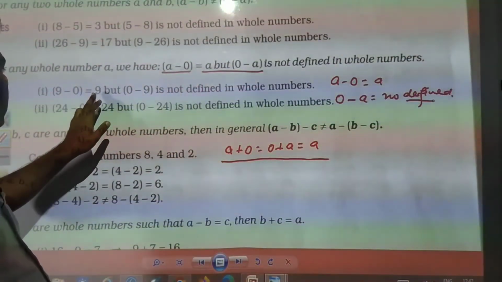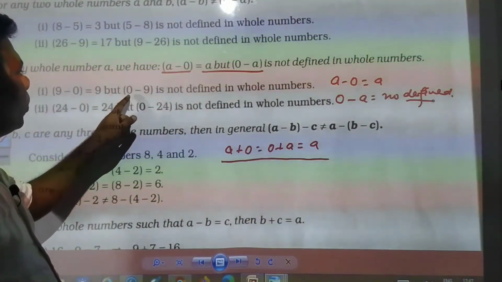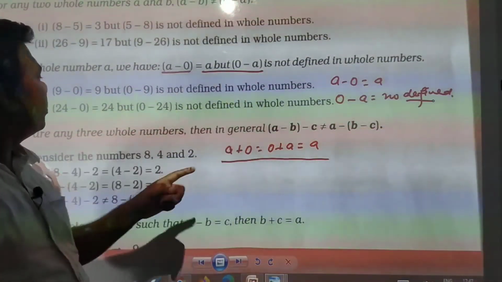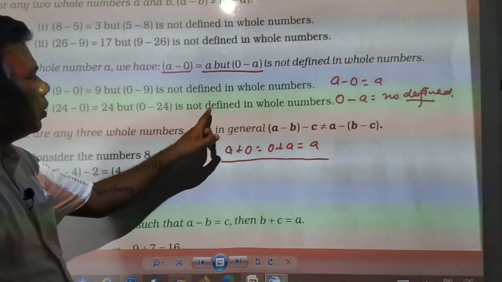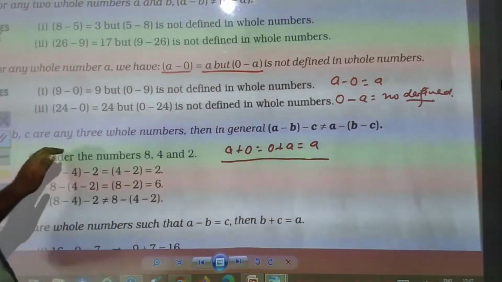9 minus 0 is equal to 9, but 0 minus 9 is not defined in whole numbers. 24 minus 0 is equal to 24, but 0 minus 24 is not defined in whole numbers.